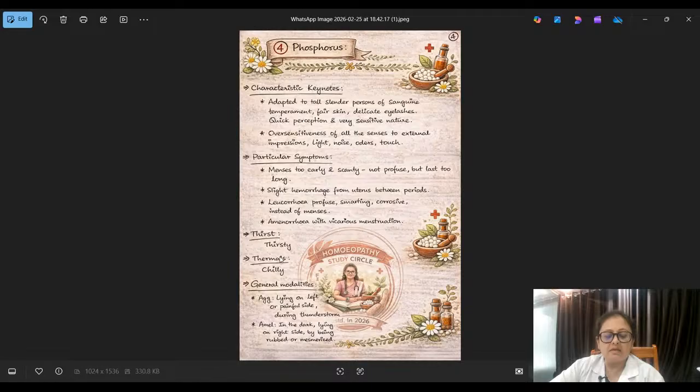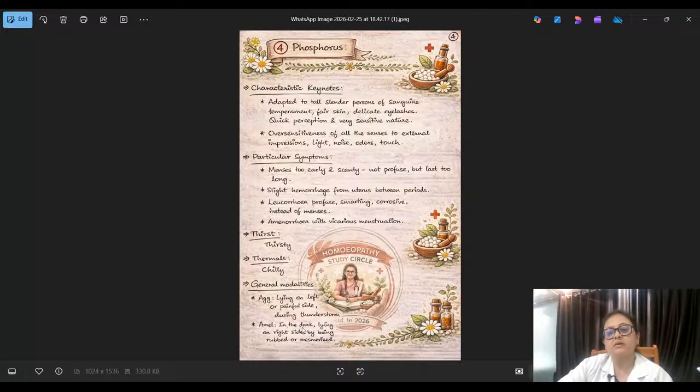See, even though the phosphorus patient wants to lie in the dark, she wants company. She wants somebody to be with her in the dark. Because she has oversensitiveness to light, she wants it dark, but she wants somebody to be there. She cannot be alone in the dark. Phosphorus very much needs company and gets aggravated if there is nobody with her. For example, if there was some program or festival and many guests have come home.